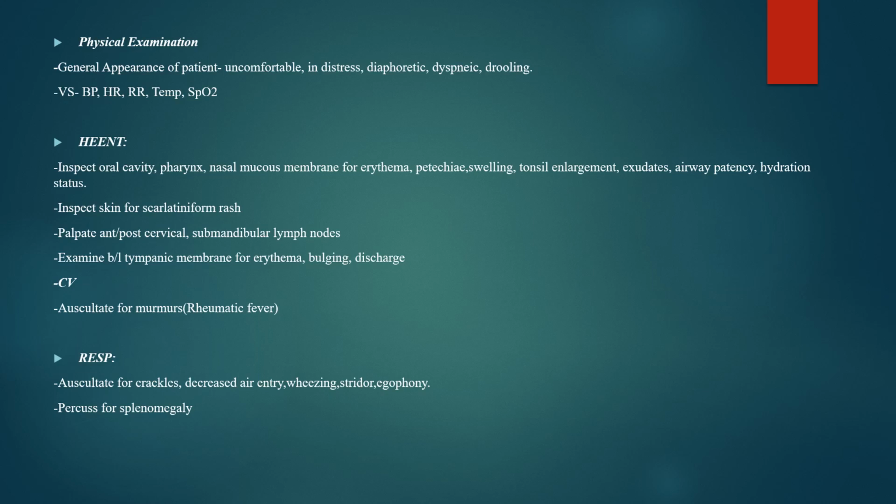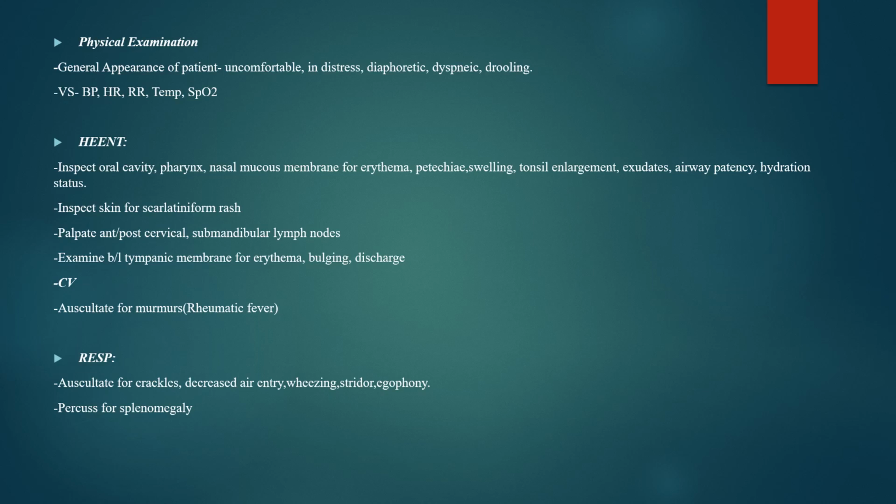We inspect the oral cavity, pharynx, and nasal mucous membranes for any redness, petechiae, swelling, tonsil enlargement, exudates, airway patency, and hydration status, followed by inspecting the skin for any scarlatiniform rash in case we suspect scarlet fever, followed by palpating the anterior and posterior cervical and submandibular lymph nodes. Then we examine bilateral tympanic membranes for any erythema, bulging, or discharge.